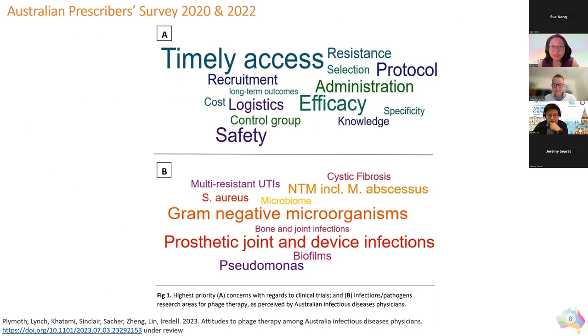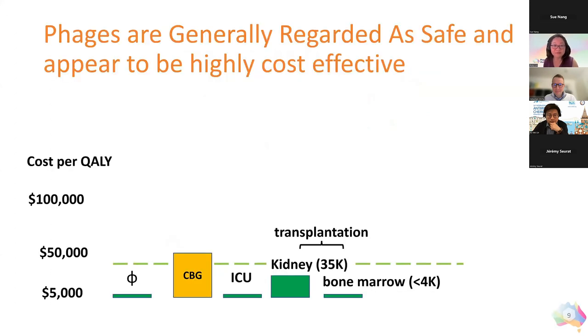From our survey on the perception of Australian infectious diseases clinicians on phage therapy, we've identified that clinicians around Australia express support for properly conducted and supported clinical trials of phage therapy. And of course, the priority research areas identified suggest that there's an unmet need in antibiotic resistant and prosthetic device infections. And again, this is reflected in our health economic slides that I showed earlier. This manuscript is currently under review, but you can read about it in medRxiv. So phage are generally regarded as safe and appear to be highly cost effective. And that goes back to my previous slides mentioning biomanufacturing.